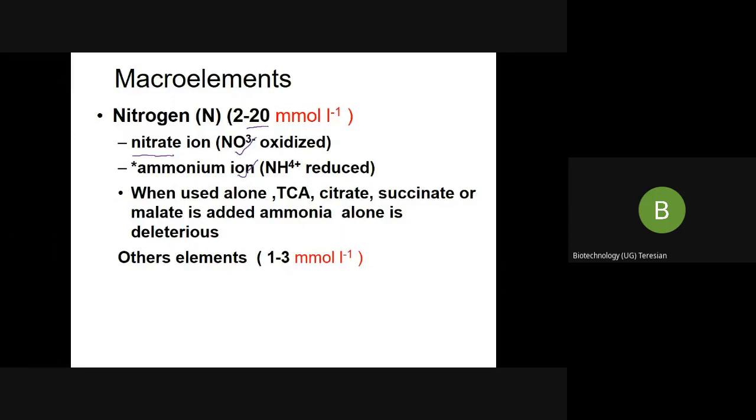Hopefully you understood. Once again, I will tell, whenever in a media you have nitrate and ammonia present, usually your cultures take up the nitrate and not much of the ammonia. But suppose you are adding an ammonia salt, you shouldn't use ammonia salt alone. Why? Because ammonia, when used alone, is poisonous to the plant. That is why, to neutralize its poison, we use certain tricarboxylic acids like citrate, succinate or malate.